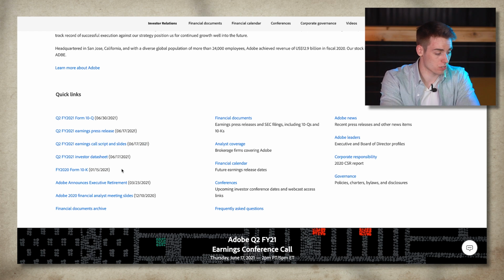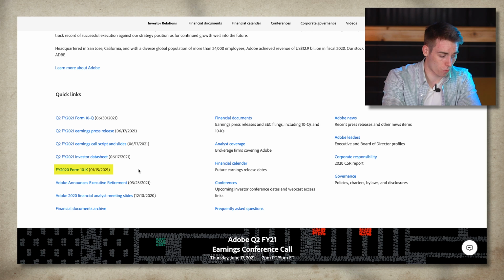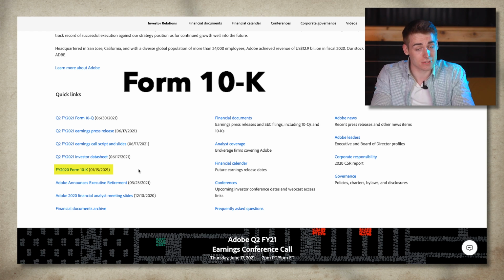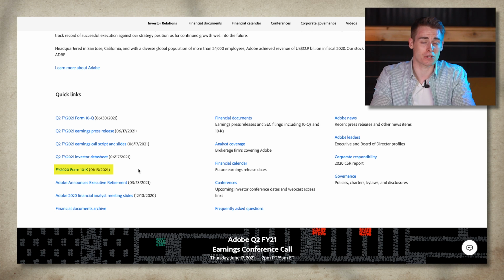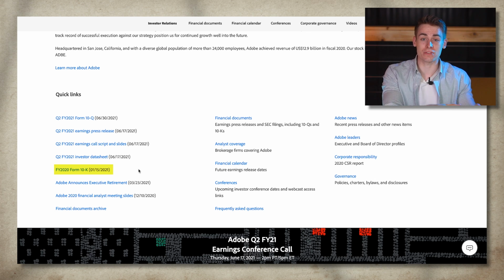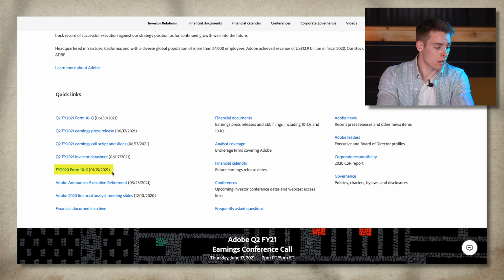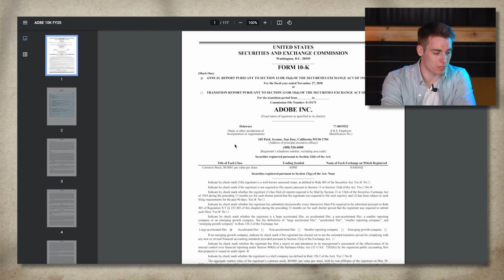Next, I want to draw your attention to what's known as the Form 10K. And the Form 10K is required by every company. It's something that is required by the SEC, the Securities and Exchange Commission, and it gives an overview of a company, or in this case Adobe's financial performance in this past year of 2020. It's 2021 now, so this is their Form 10K for 2020. So if we go ahead and click on this document, we'll open it up here.